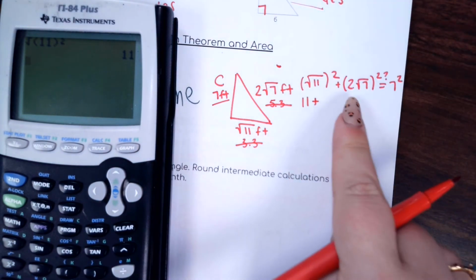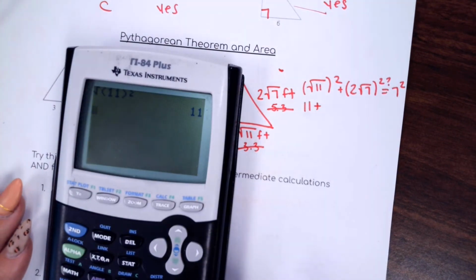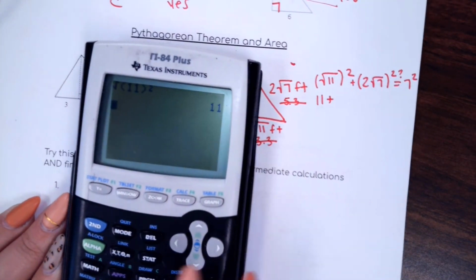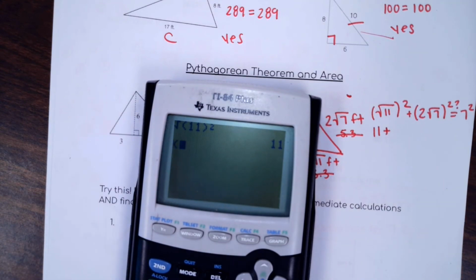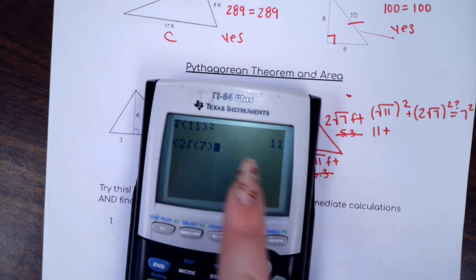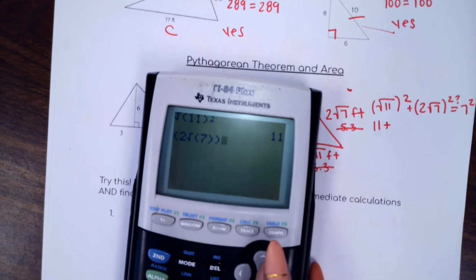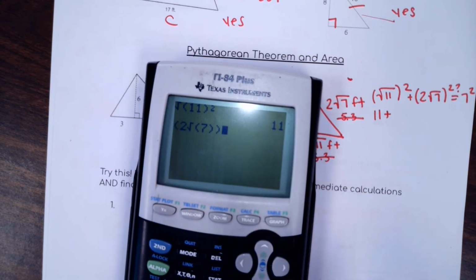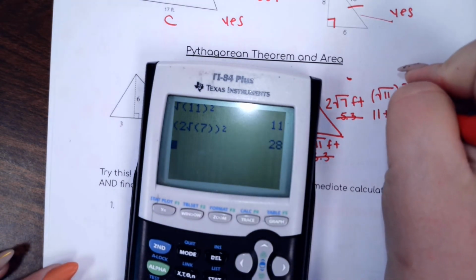Plus, now 2 root 7 squared. We can just type that one in our calculator. We just got to make sure we have the proper amount of parentheses. So parenthesis 2 root 7. Now my calculator is a little older, so I need to put a second set of parentheses there. If you have a newer calculator, remember you just have to hit the right arrow to get outside up from underneath your square root and put the parenthesis and then square it. So 28.